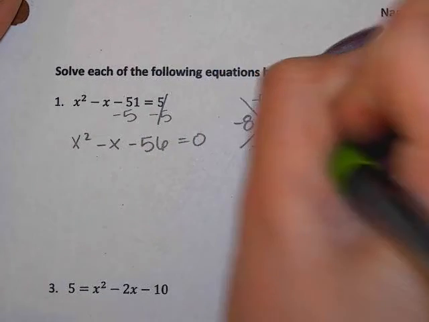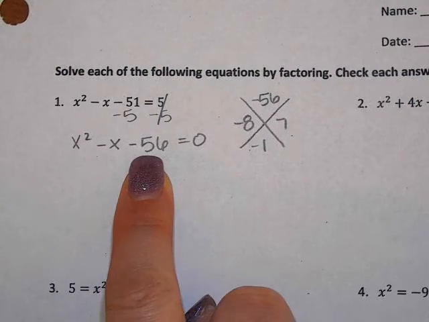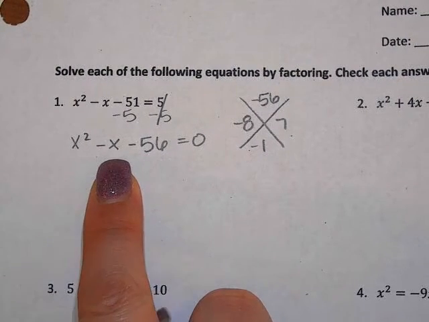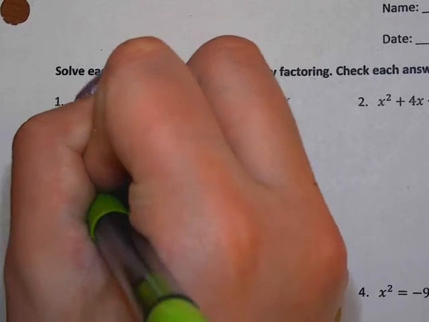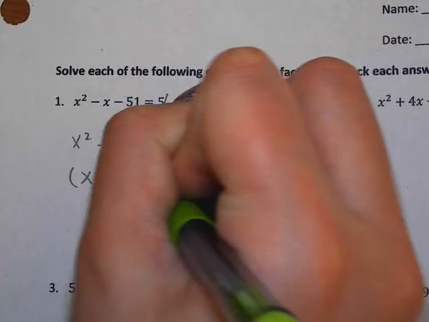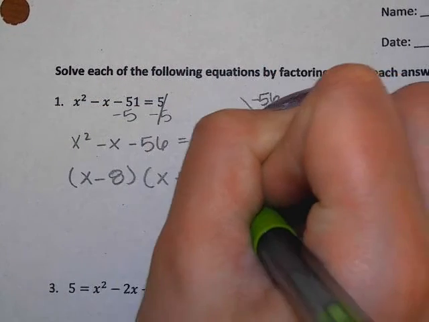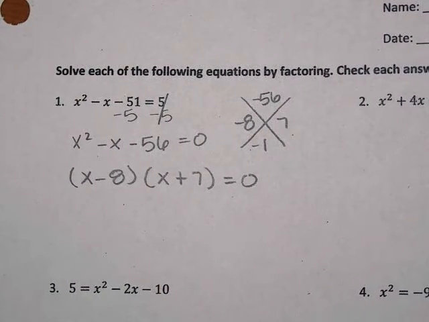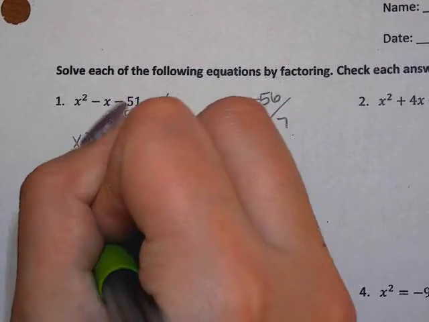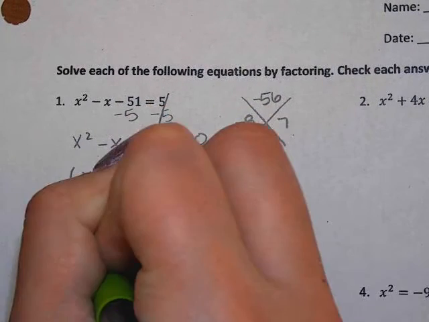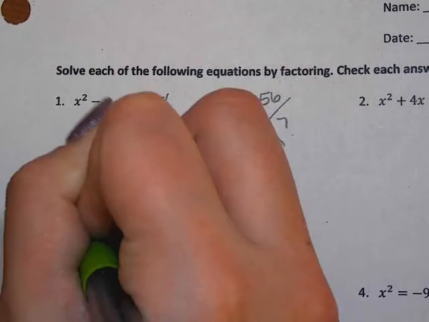Perfect. Okay, so we were looking for what multiplied to the last number but added to the middle number. And negative 8 and positive 7 are the numbers that do that. And you don't even need to write it out because since there's nothing in front of the x, you know that it's just the opposite. So it's positive 8 and negative 7. Okay, so the answers are positive 8 and negative 7.